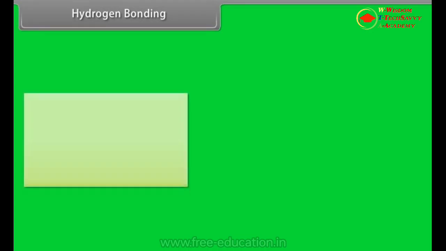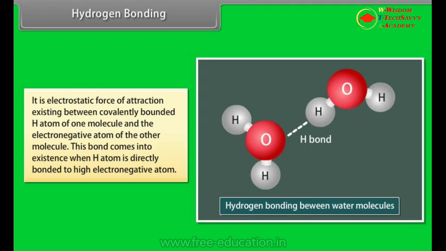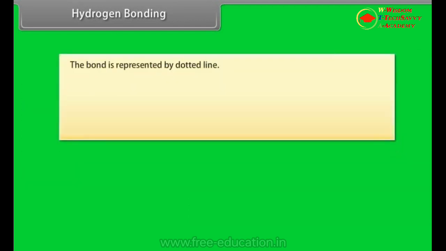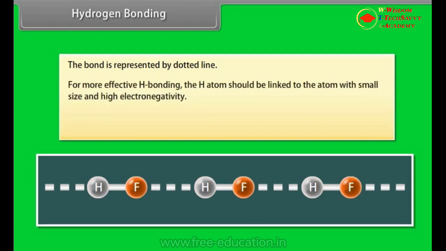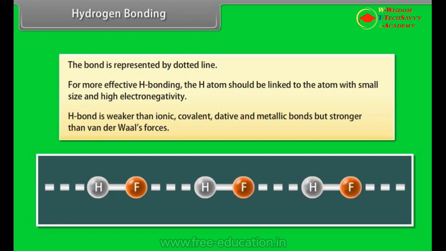Hydrogen bonding. It is electrostatic force of attraction existing between covalently bonded hydrogen atom of one molecule and the electronegative atom of the other molecule. This bond comes into existence when hydrogen atom is directly bonded to a highly electronegative atom. The bond is represented by a dotted line. For more effective hydrogen bonding, the hydrogen atom should be linked to the atom with small size and high electronegativity. Hydrogen bond is weaker than ionic, covalent, dative and metallic bonds, but stronger than van der Waals forces.